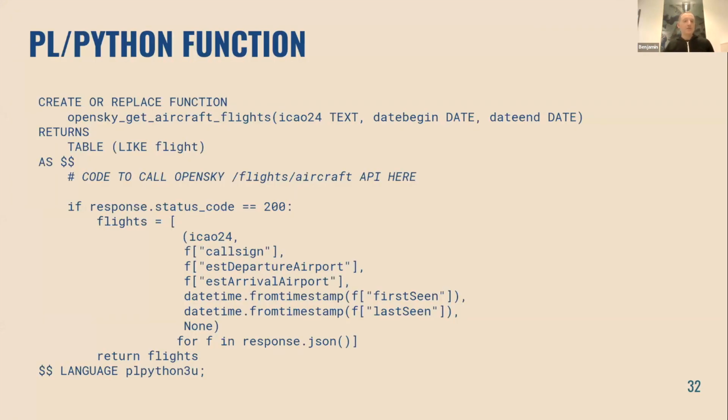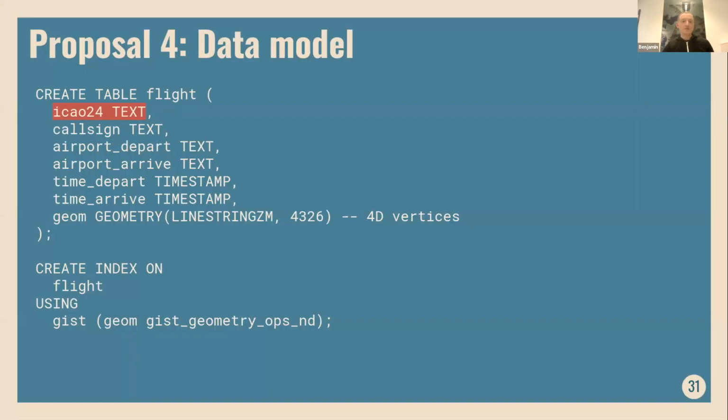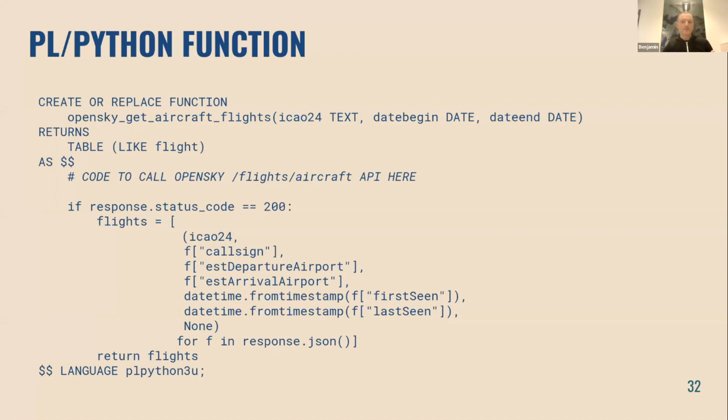In fact, I wrote a PL Python function, and it's called OpenSky get aircraft flights, and it takes 3 parameters, the exact same 3 parameters that are required by this API endpoint. And it returns a table that looks exactly like that flights table. So exactly like this table right here.